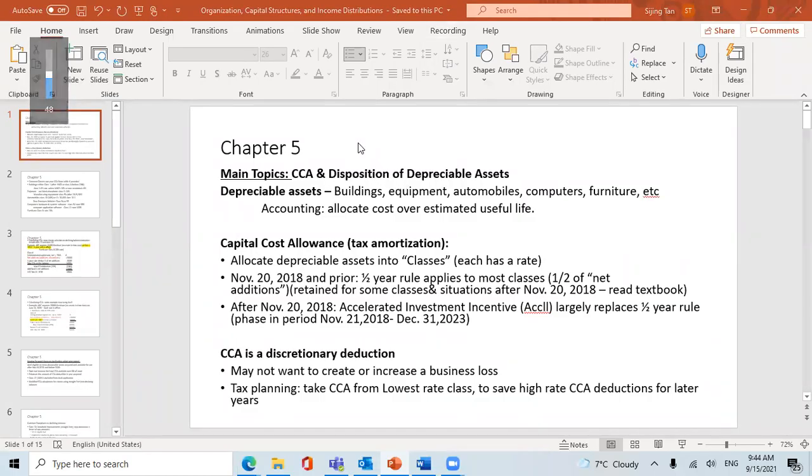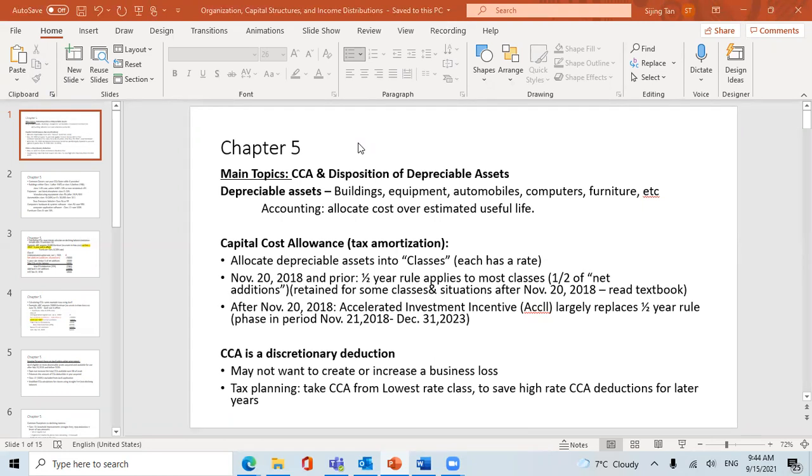So we're now in chapter 5 for capital cost allowance. In this chapter, the main topics are CCA and disposition of depreciable assets. So basically, we're focused on the two topics from this chapter. The rest of the content, I would recommend you read by yourself because it's not going to be talked about in this online tutorial.